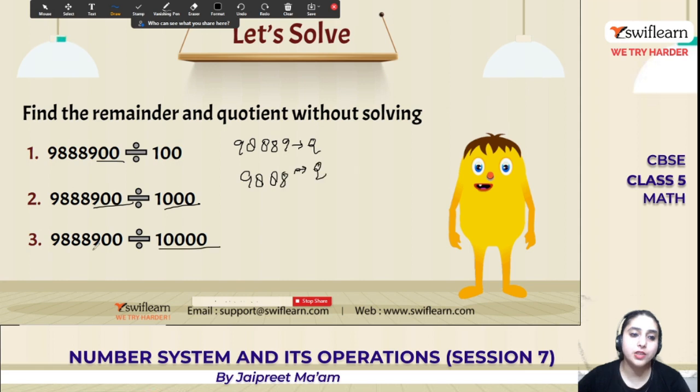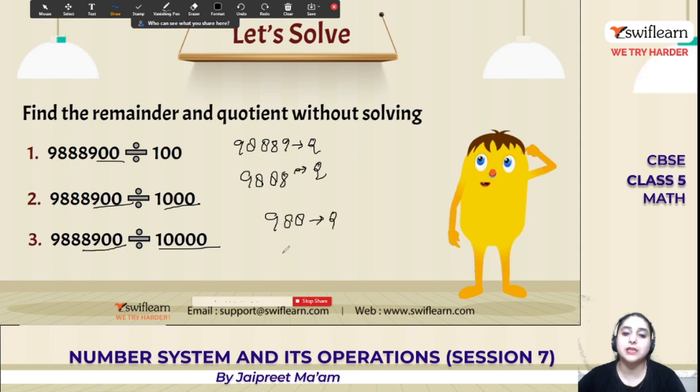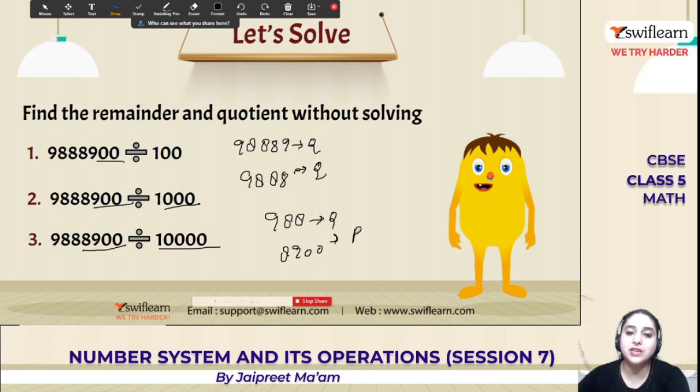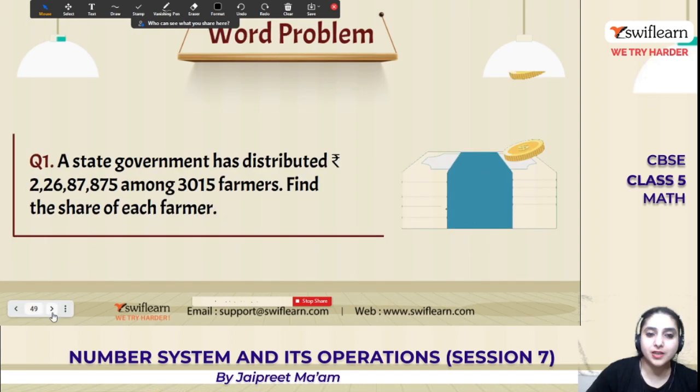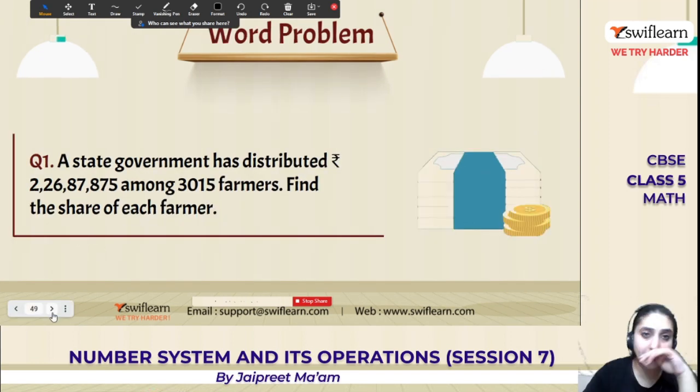Now for 4 digits, that means these 4 we have to put. So 988 will be the quotient and 8,900 will be our remainder. Here the remainder is 900. Okay, got it? So we will simply count the number of zeros, as I have shown for multiplication, a simple and easy trick.